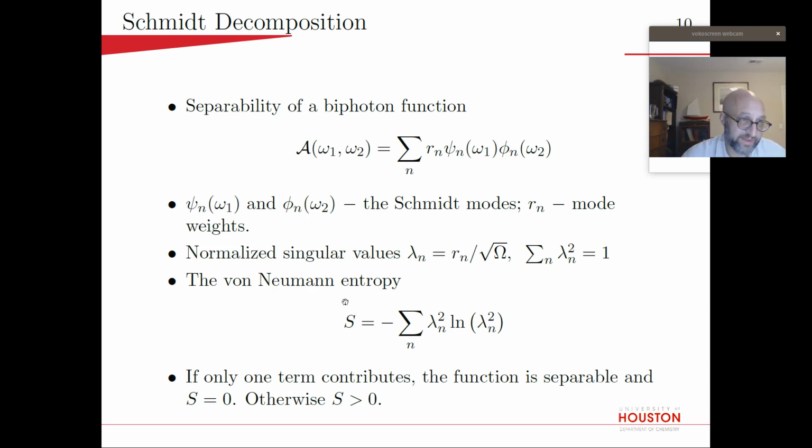We can normalize this and calculate a von Neumann entropy, and this is a little bit of pedagogy, I realize, but basically if the system is uniquely separable, only one term will contribute to this particular summation, and the entropy is 0. Otherwise S is something that's greater than 0, because all the lambdas are less than 1, and so S is going to be greater than 0.